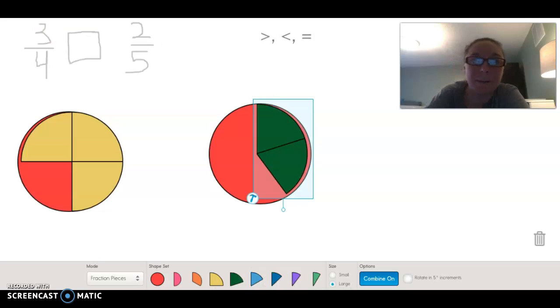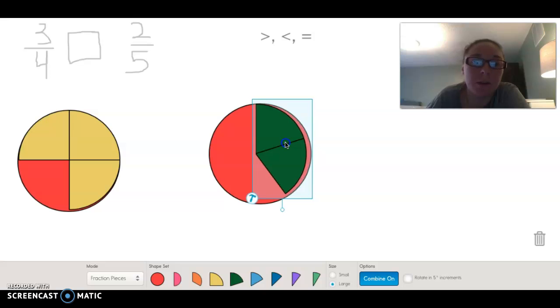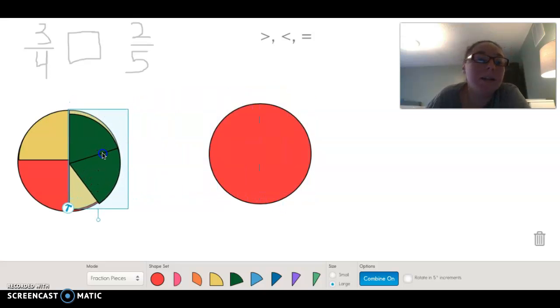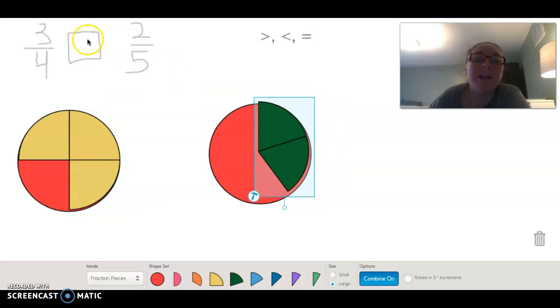Example. 3/4 is what to 2/5? Here are my 3/4, here are my 2/5. Once again, I'm going to overlap them so we can see. We can see the yellow is much larger, so 3/4 is greater than 2/5.